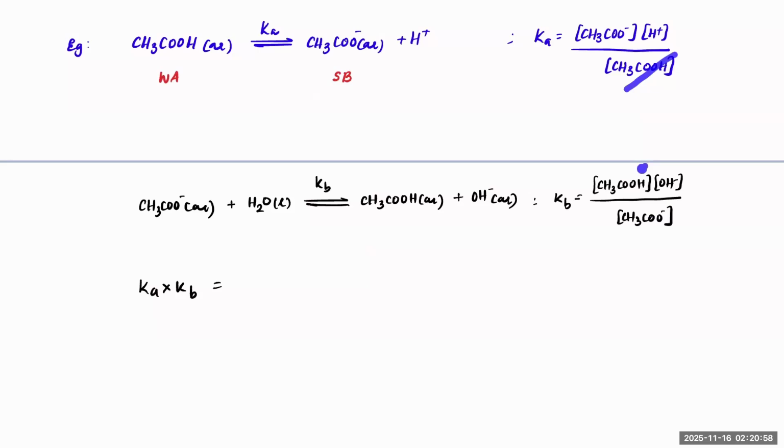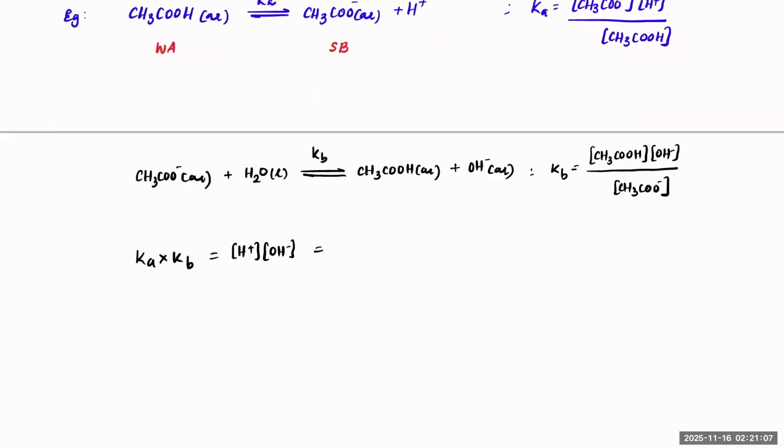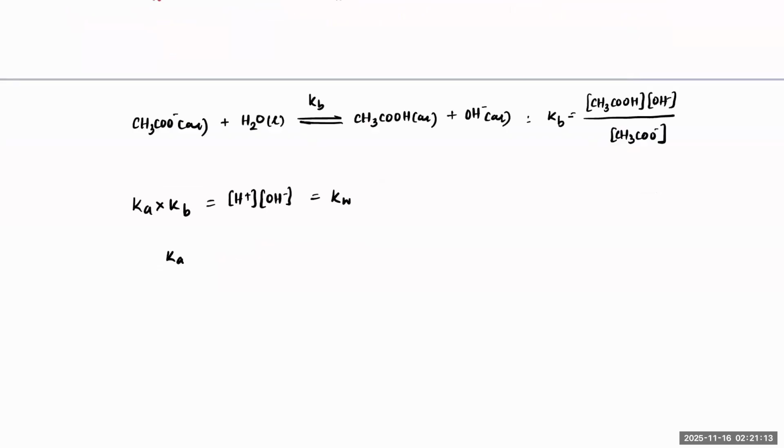CH3COOH will get cancelled. And what is left here is H plus ion concentration into OH minus ion concentration. And we know that H plus into OH minus concentration, we define it as Kw. So therefore, for a conjugate acid-base pair, its Ka value and Kb value can always be equal to Kw. Or if I write in terms of pKa, I can write it as pKa plus pKb will be equal to pKw, which is equal to 14.